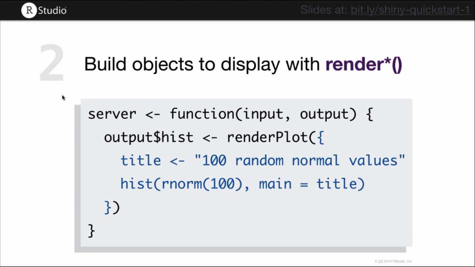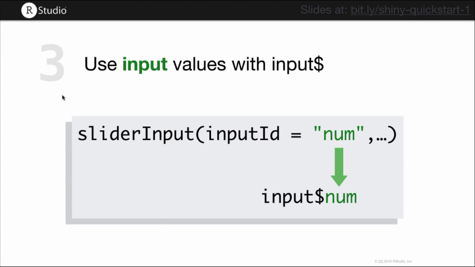There's just one rule left to create objects for Shiny, reactive objects no less. And that rule is to use input values when you make your outputs. And you could access input values with a syntax similar to the output syntax.